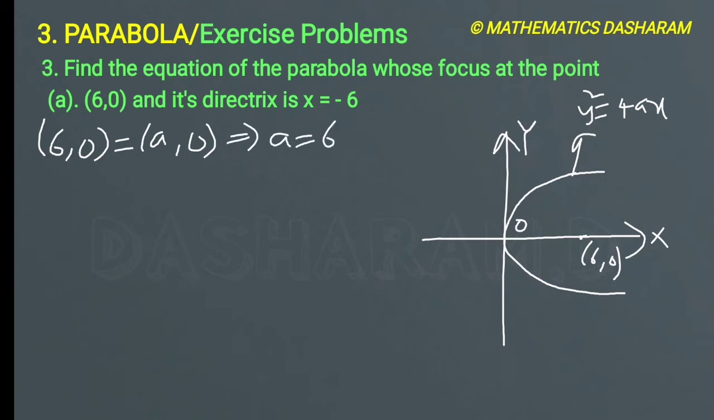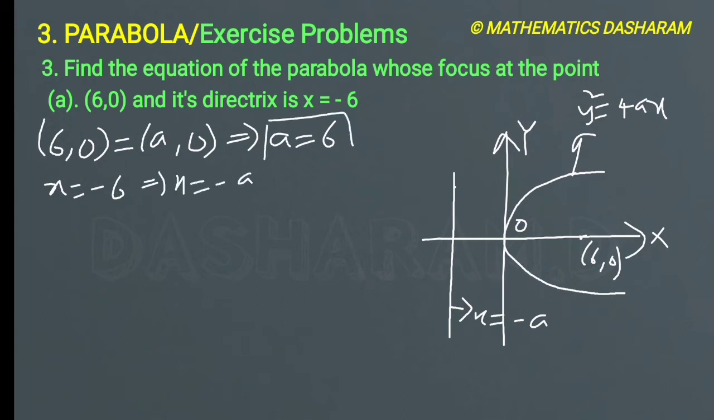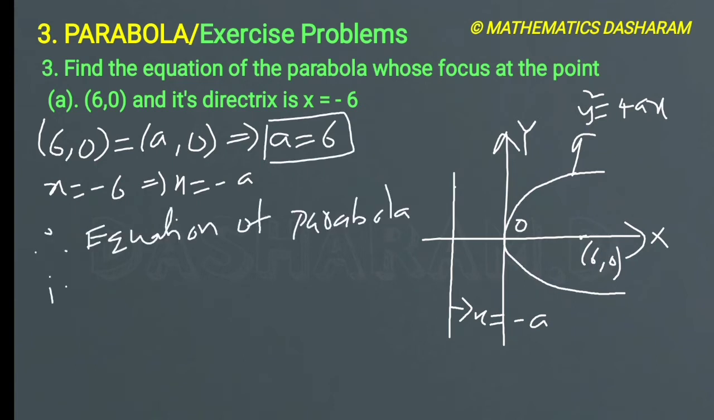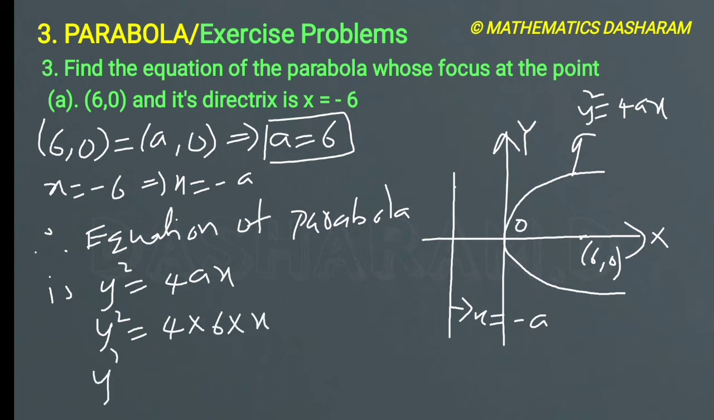Next, directrix. Directrix means fixed line. It will be on the negative direction of x-axis. So its formula is x equals to minus a. So x equals to minus 6 compare with x equals to minus a, then a value is the same, 6 is the answer. A value 6. So therefore the equation of the parabola is y square equals to 4ax. So y square equals to 4 into a value 6 into x, so y square equals to 4 6s are 24x.